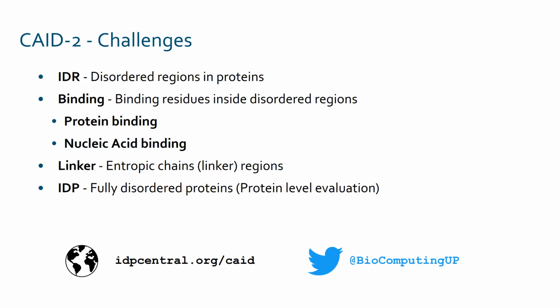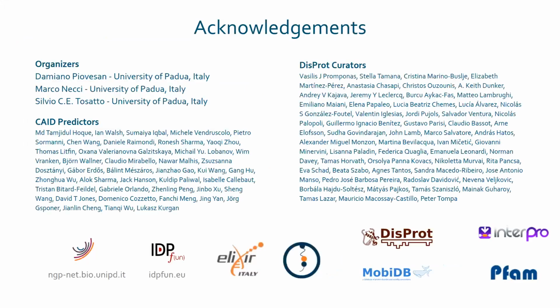In the second edition, we will also add a couple of new sub-challenges. So we will split the binding. We'll consider the full binding as before, but also subclasses like protein binding and nucleic acid binding. And we would also like to add linker prediction as a challenge, because linkers are very abundant in these proteins, and they are likely to have different sequence features compared to binding regions. They, for example, should be less conserved.